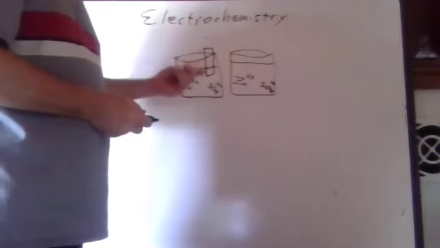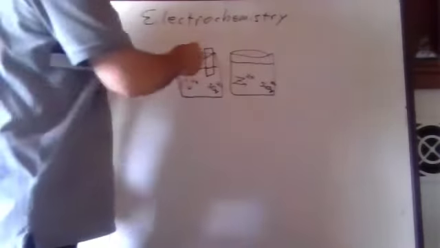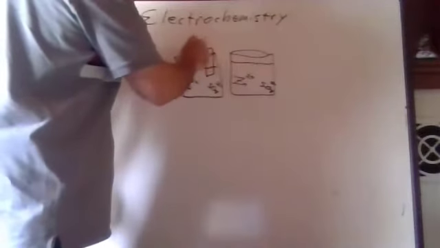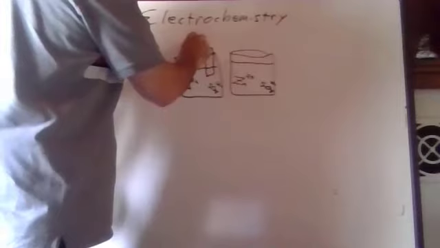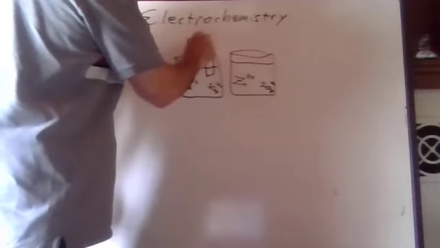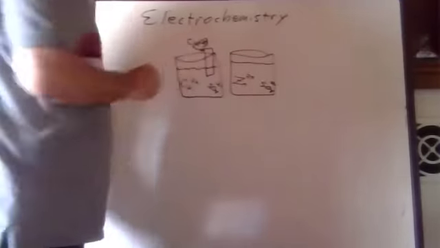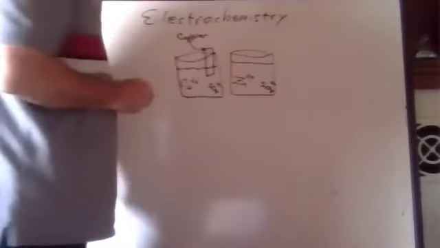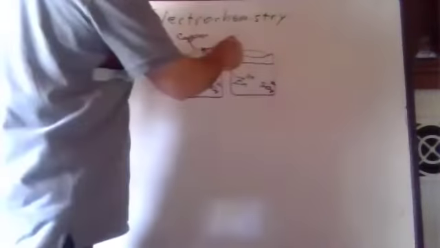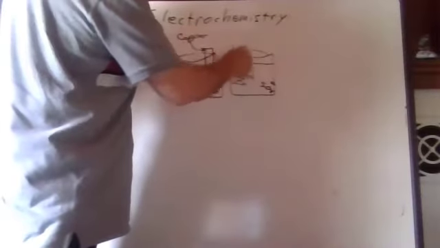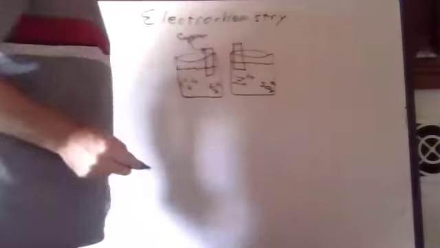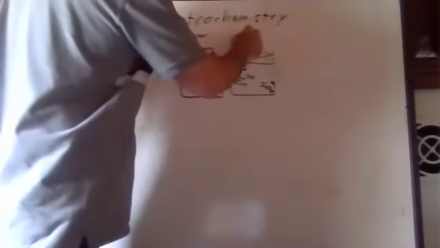So I'm not going to make that metal be a piece of zinc. I'm going to make that metal be a piece of solid copper. Okay. Make that copper. And then I'm going to put another piece of metal here, and that's going to be where I'm going to put the zinc.